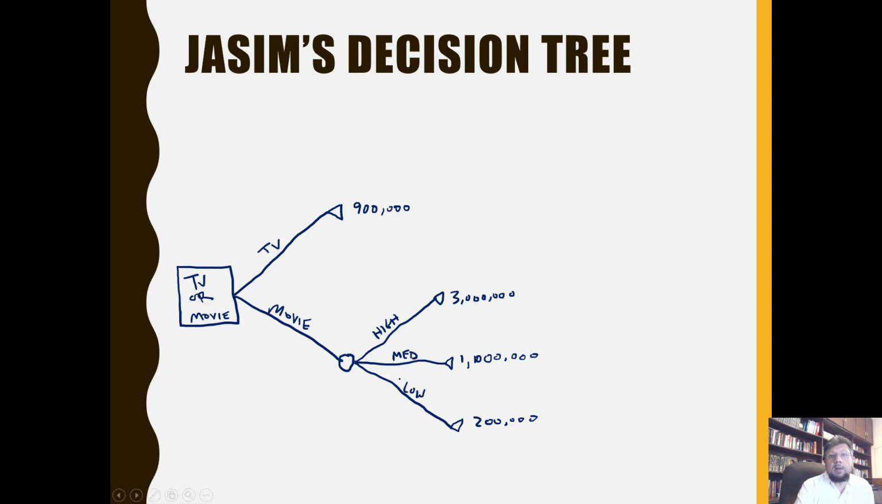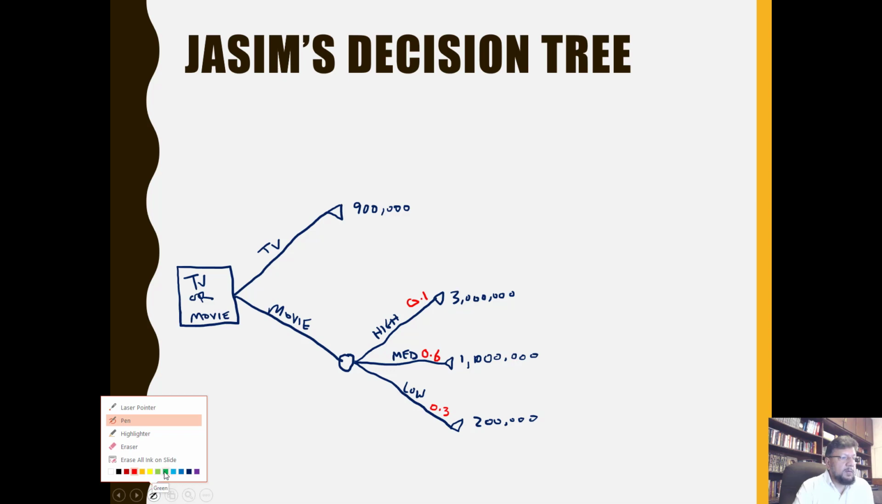Remember I said whenever you have a chance node, you need to put in probabilities. So here we're going to put in the probabilities. The probability of the movie doing very well is only 10%. Then the probability of doing okay is about 60%, and the probability of not doing that well is about 30%. Okay. So now the decision tree is completed. Now he can take a decision.